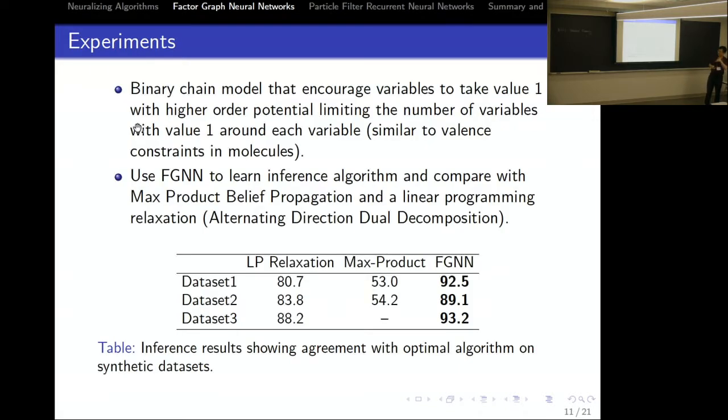Okay, we ran some experiments. This is the artificial data set, just a chain, but we add a lot of high order potentials that are similar to valence constraints. It limits the number that can take the value 1 to k. We compare with the original max product and with linear programming relaxation. We learn it, and on this artificial data set it seemed to work well.